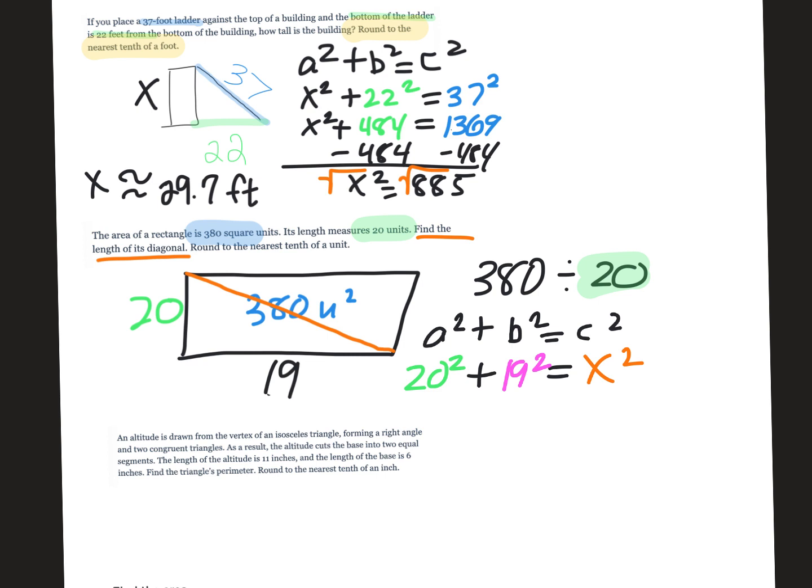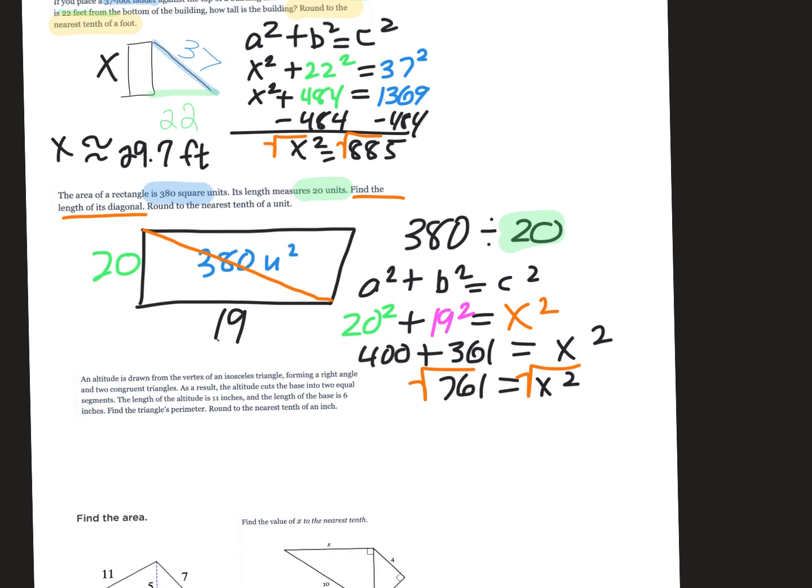So that will give me 400 plus 361 after I square them, and 761. Last but not least, we need to find the square root. Lucky for you, again, it says round to the nearest tenth. So all you got to do is plop it into the calculator, and that will roughly be 27.6. So I'm going to put this approximately over here. And we'll just say units.